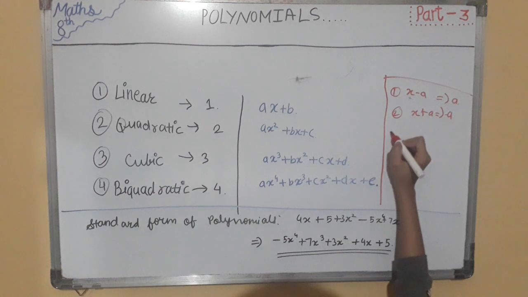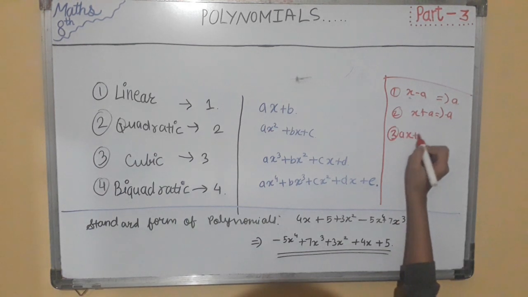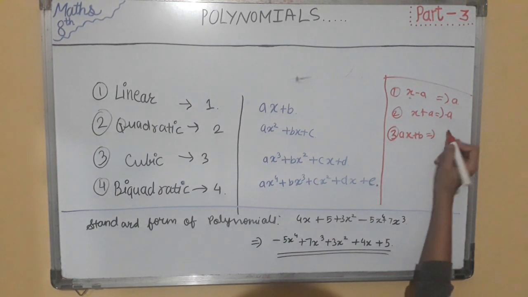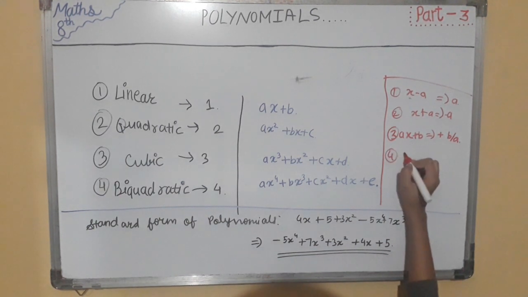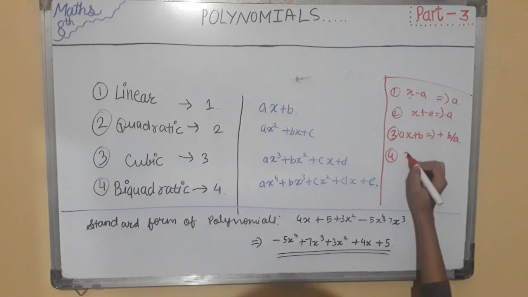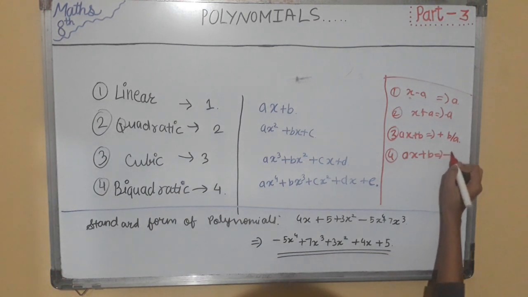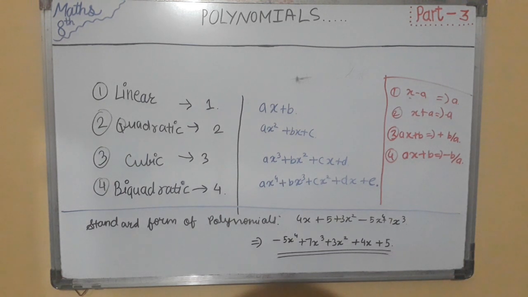Third is ax minus b, and the zero of the polynomial is plus b by a. Fourth is ax plus b, and the zero of the polynomial is minus b by a. This is the final answer. I hope you have understood the topic of zero of the polynomial, standard form of polynomials, and types of polynomial based on the degree.